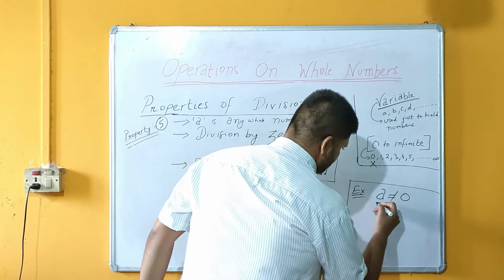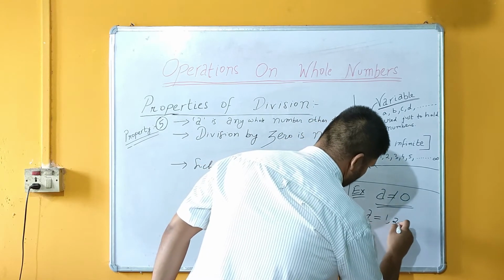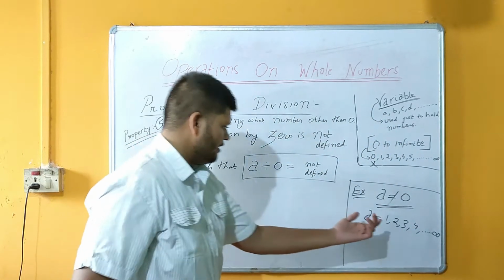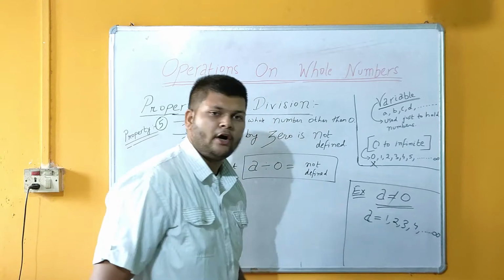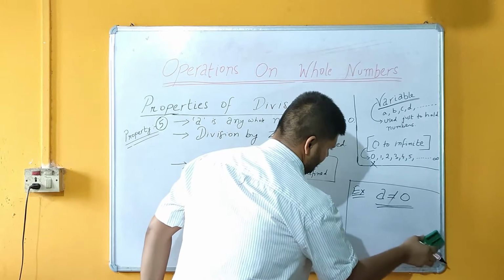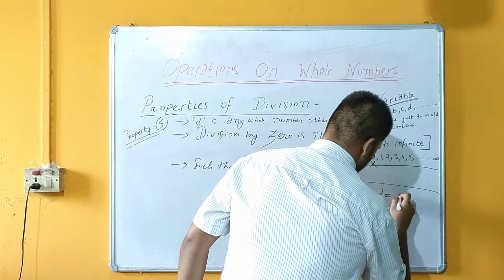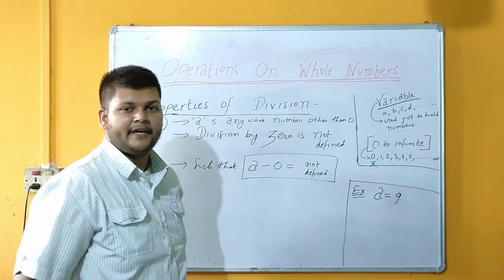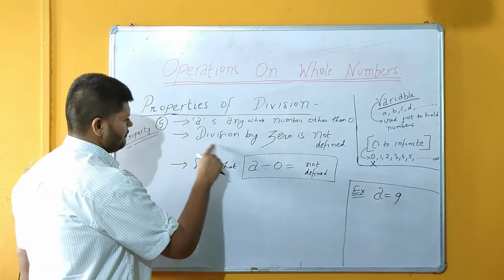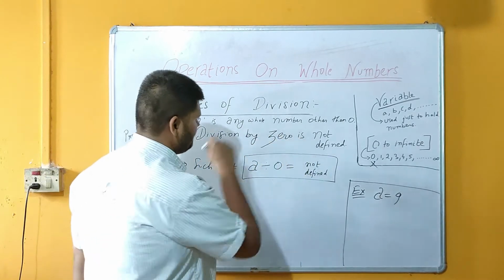So if A is not equal to 0, then what will be the value for A? It can be 1, 2, 3, 4 and so on up to infinity. So from 1 to infinity, you can pick up any value for A. For this example, I will take the value for A as 9. Suppose I have taken A equal to 9. Once we have decided, we are responsible for this second line. What is that? Division by 0 is not defined.